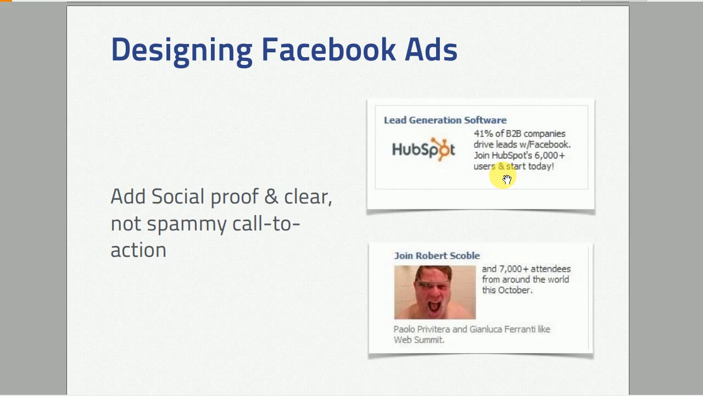Another thing you should do is add some social proof, and make sure it's clear and not spammy, and has a good call to action. Social proof could say 1,000 people are using this product. Here we have something like that: join 7,000 attendees from around the world this October. This is for a summit called Web Summit. So they're telling you 7,000 people.